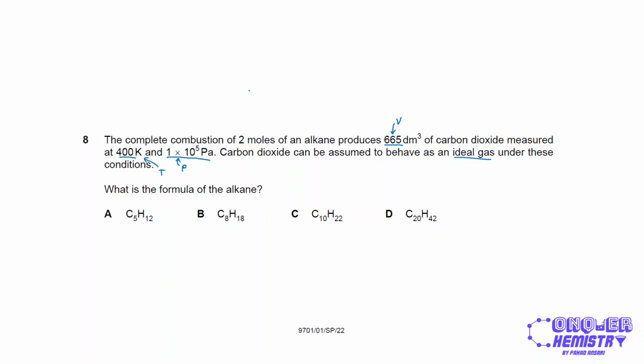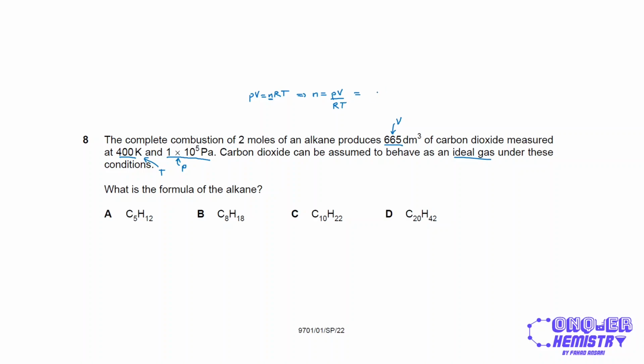So the ideal gas equation is PV equals nRT, and we know everything except for n. So that's what we're going to find. This becomes n equals PV over RT.